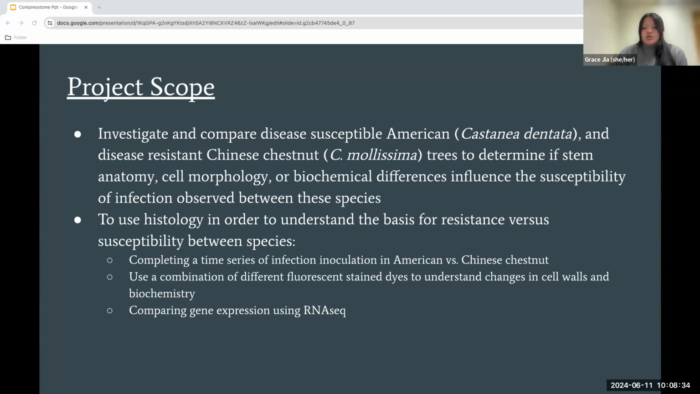And just to reiterate the histology component of this, we will also be using a combination of different fluorescent stained dyes to understand changes in cell walls and biochemistry. Again, this is a project in collaboration with the American Chestnut Foundation, and we are very excited to be working with them on this project.